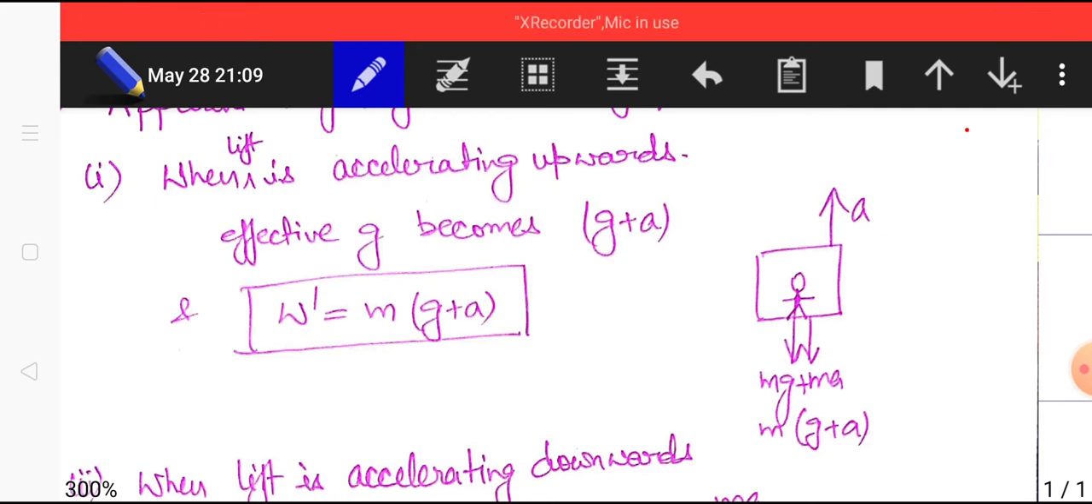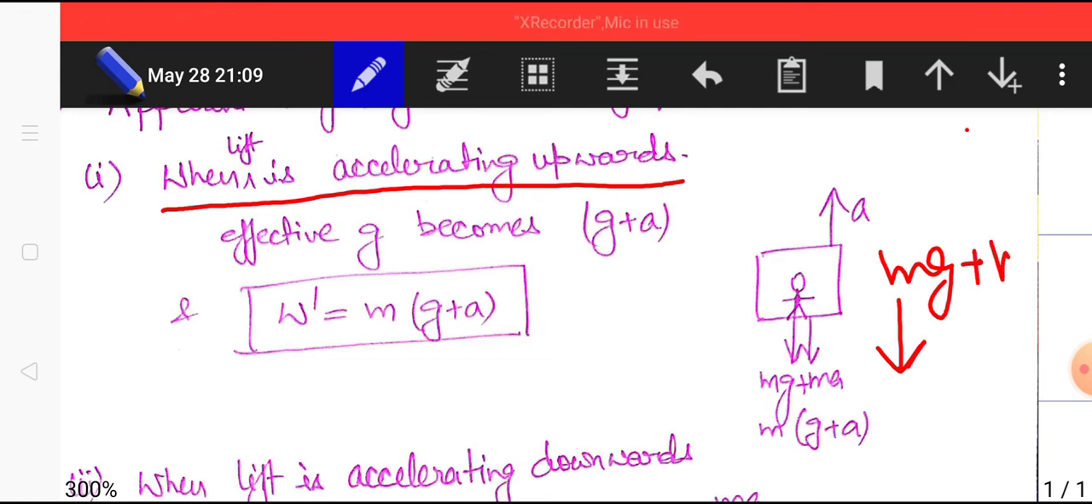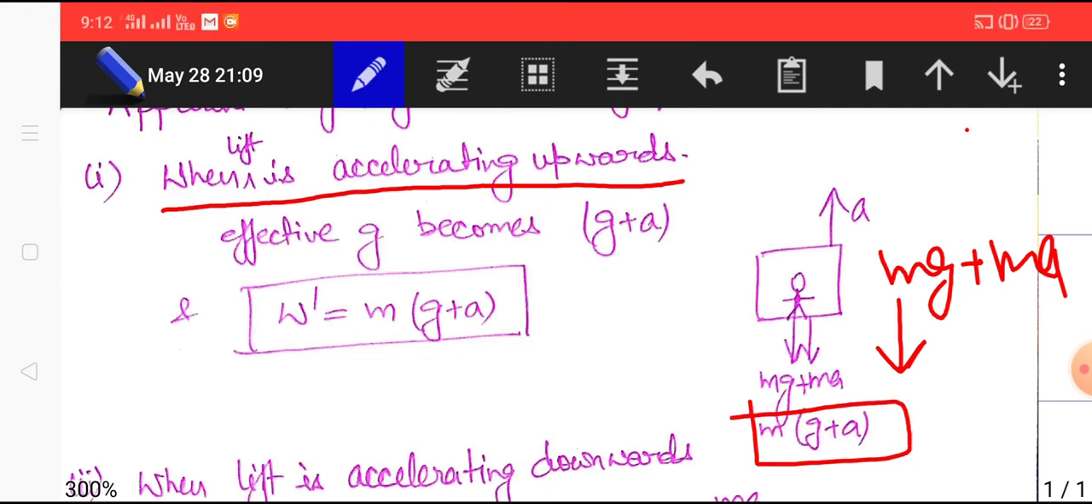Consider a person in a lift and case 1 when the lift is accelerating upwards. When lift is accelerating upward, the weight mg of the person is in downward direction, and due to acceleration of lift, the pseudo force or the reaction will also be in downward direction. So person weight will feel to be mg plus a. Hence the apparent weight becomes mg plus a if the a is the acceleration in upward direction.